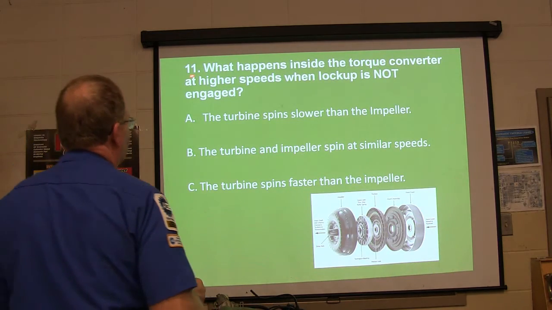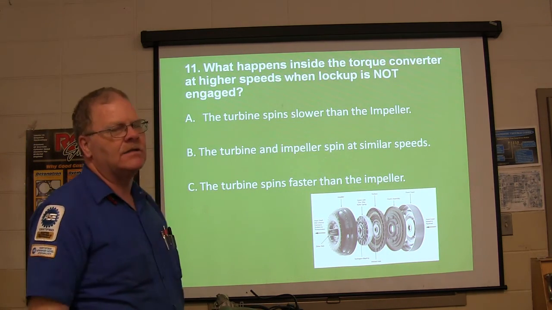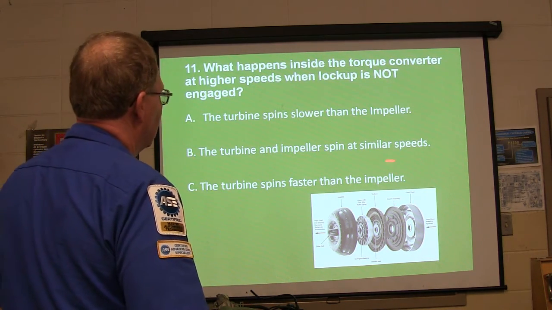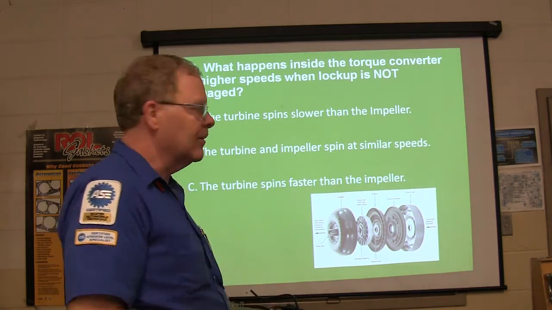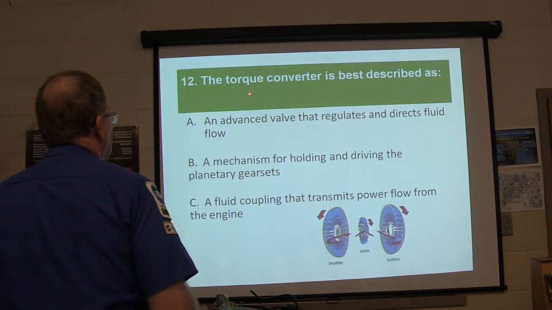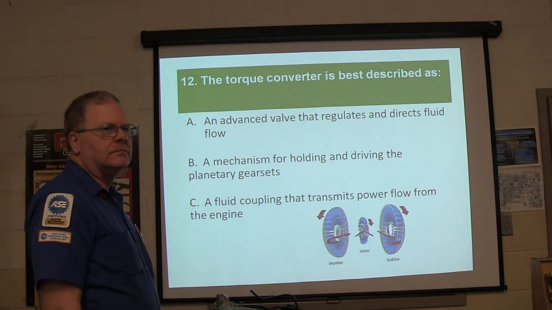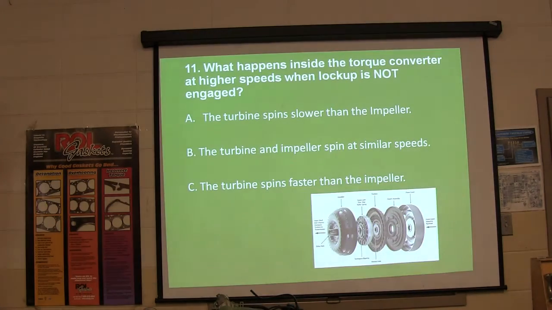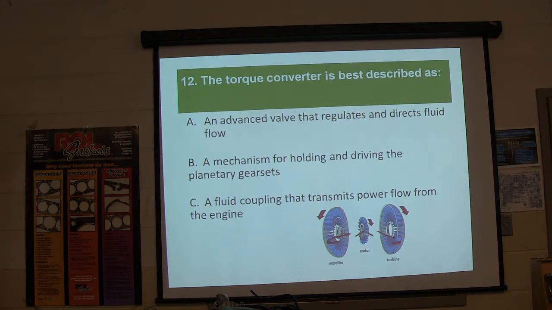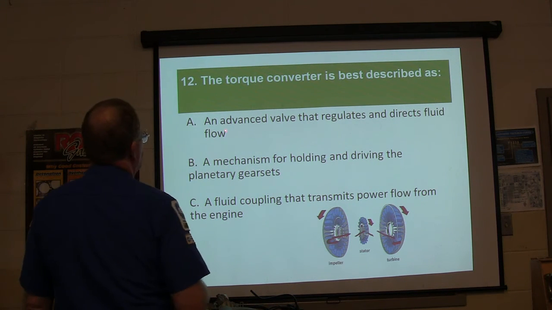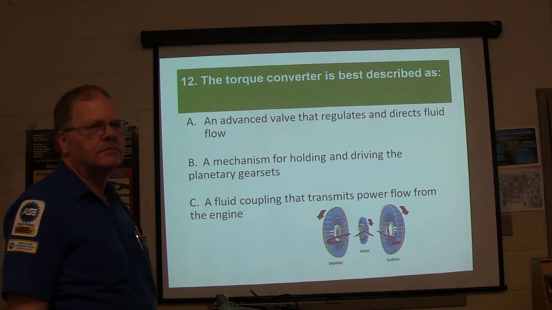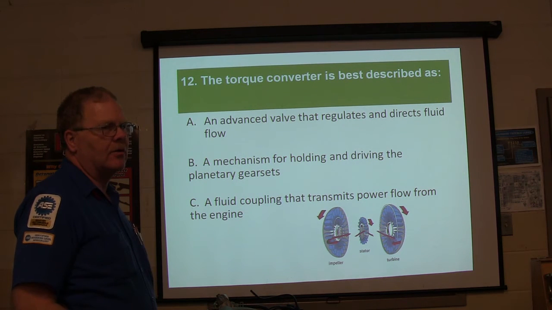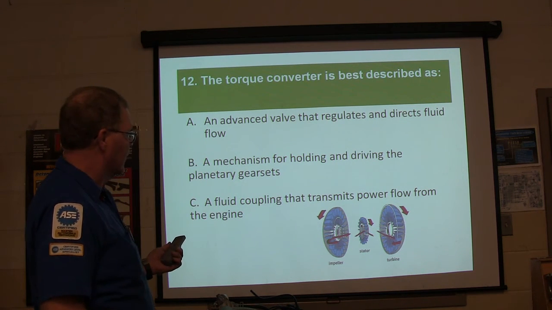What happens inside the torque converter at higher speeds when lockup is not engaged? The turbine and impeller spin at similar speeds. It gets to a certain point where they're all just spinning together. The torque converter is best described as what? Wait a minute, that's B. A torque converter is a fluid coupling. If a torque converter wasn't one of your answers, you got it wrong by default.